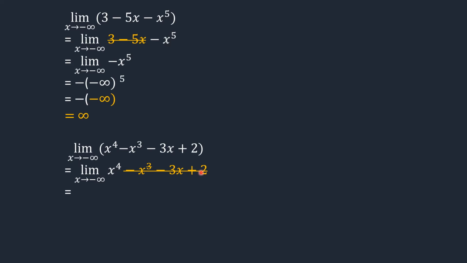And write the limit as x to the power 4 as x approaches negative infinity. We will put x equals negative infinity. So it becomes negative infinity to the power 4, which will be positive infinity. Because we know that even power of a negative number is always positive.